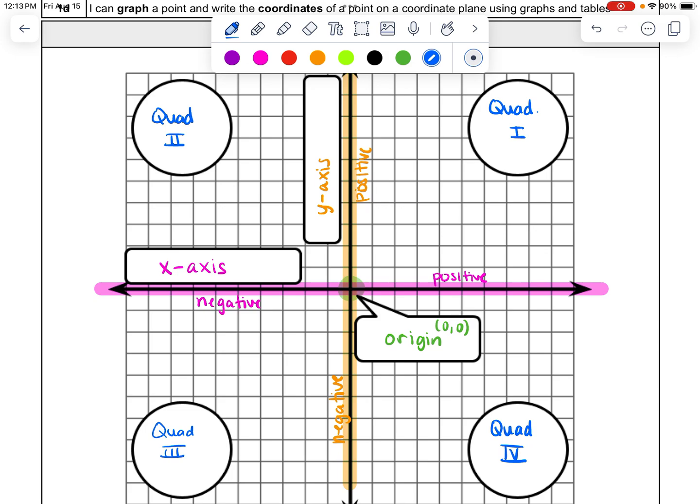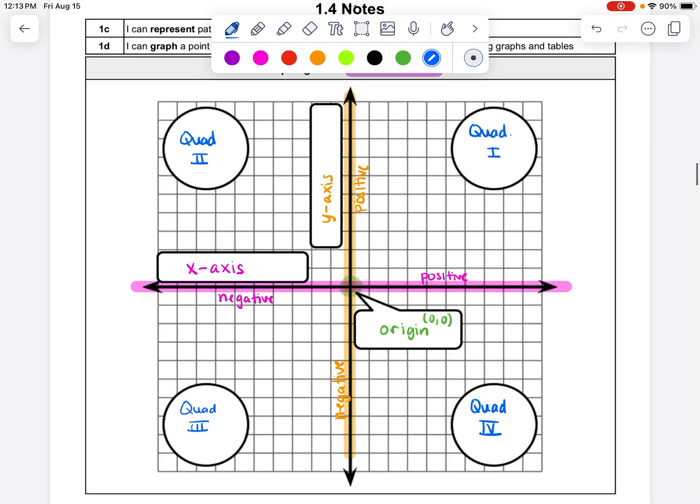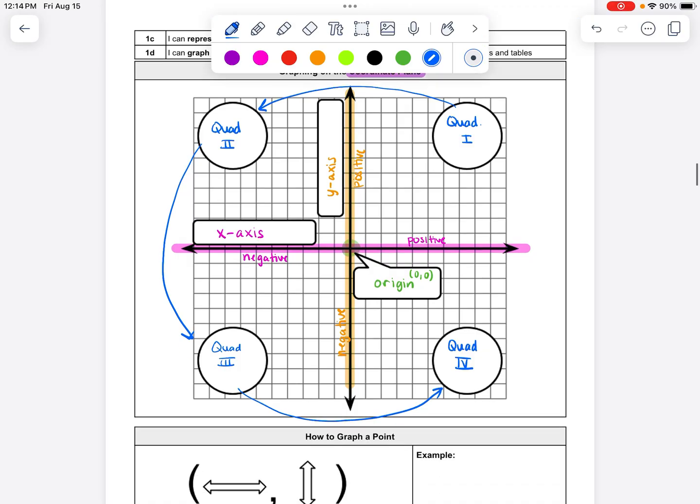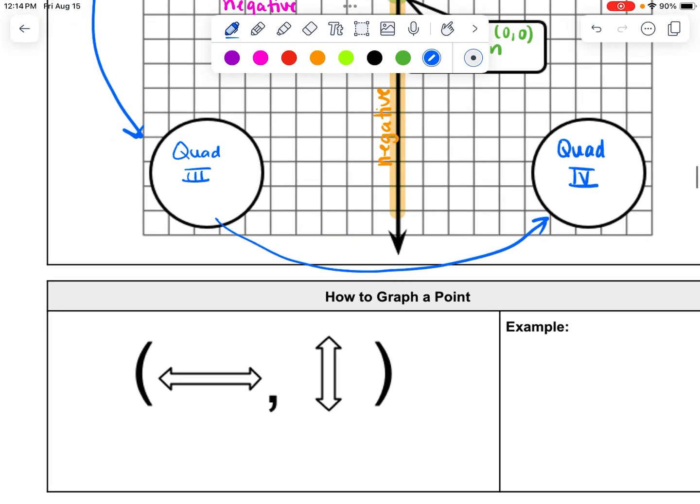And a lot of students get confused and get the order of the quadrants wrong, but the way that I always remember it is it just goes in a circle when you're numbering them. Okay. Now, all of that is because we're going to be graphing points on here. So let's talk about how to graph a point.